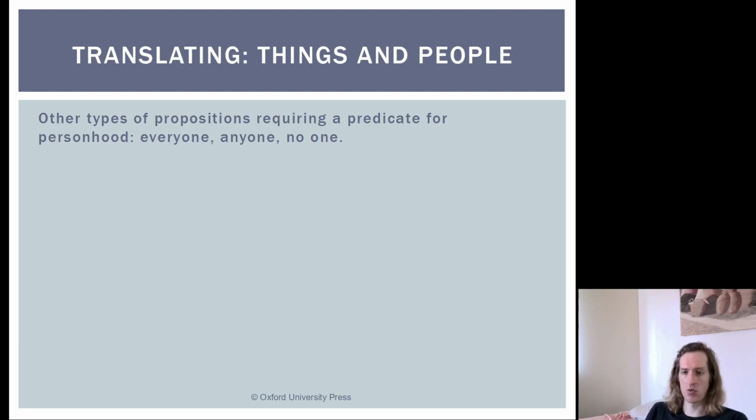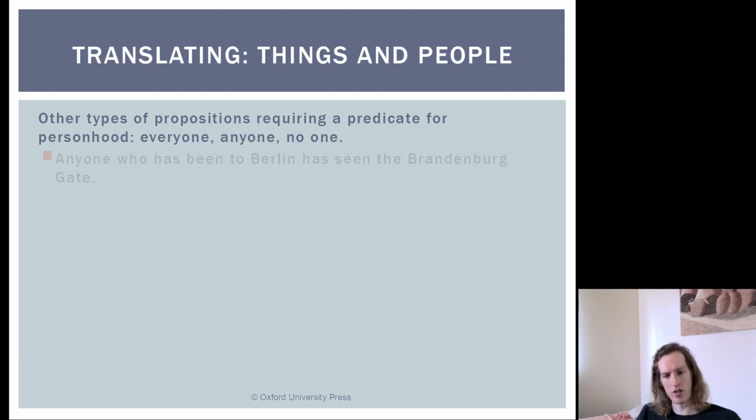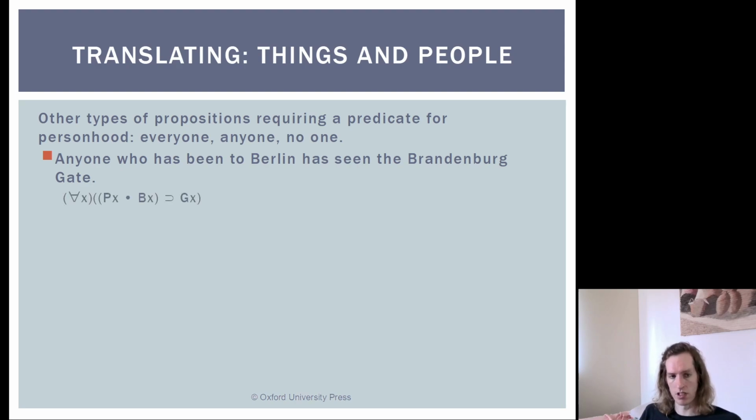Other types of propositions requiring a predicate for personhood include everyone, anyone, or no one. So this is just something that we add in. If we're being specific about the type of object that we're discussing, then we would go ahead and add that into the formula. Anyone who has been to Berlin has seen the Brandenburg Gate is our example here. So we could express this as such. For all x's, if x is a person, if x is part of anyone, and x has been to Berlin, then x has seen the Brandenburg Gate.